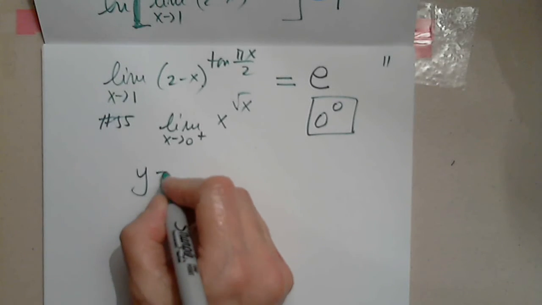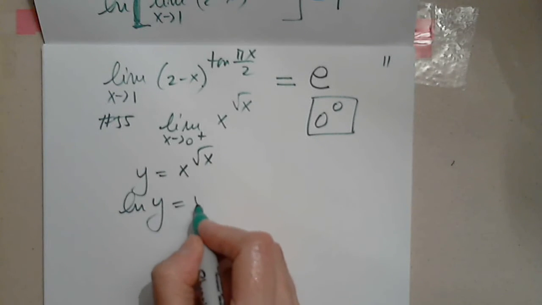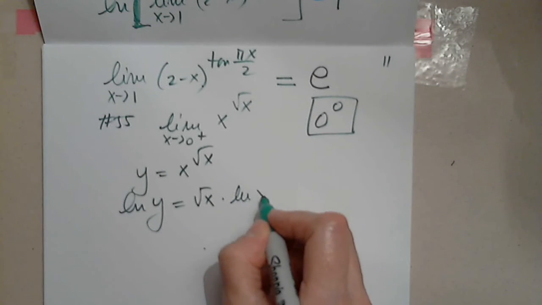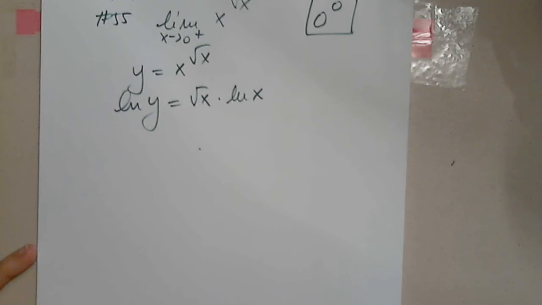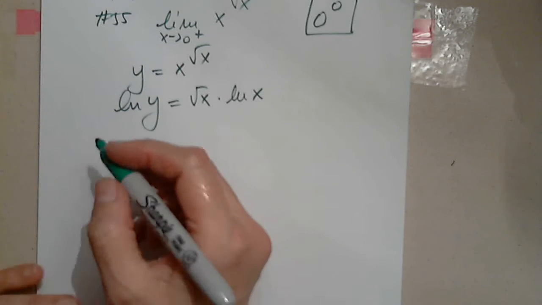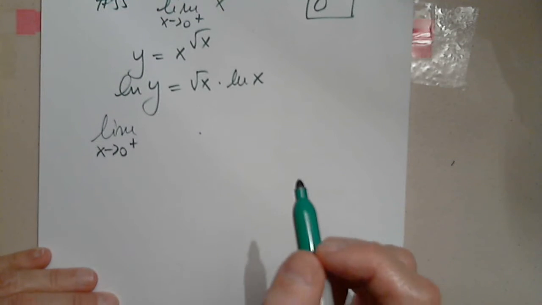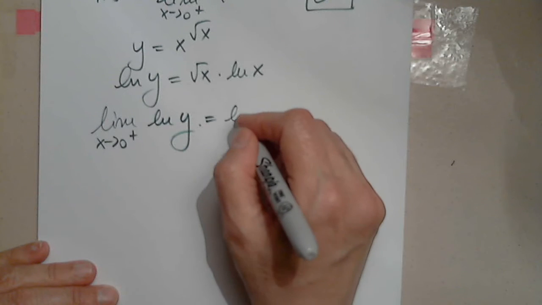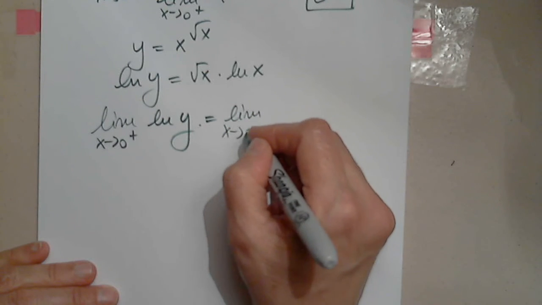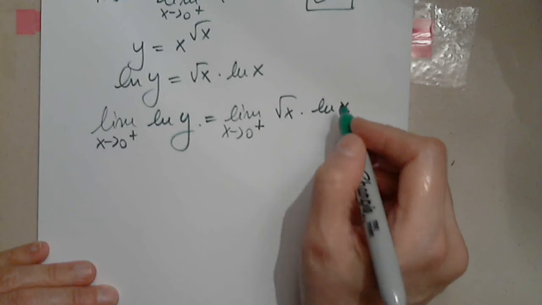We are labeling this. We are applying natural log. And now we are applying the limit to both sides. Limit as x approaches 0 from the right of natural log y equals limit as x approaches 0 from the right of the square root of x times natural log x.